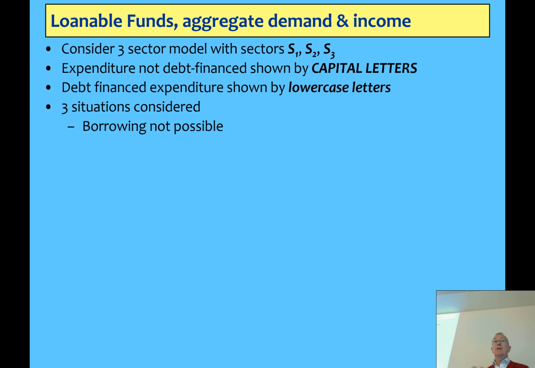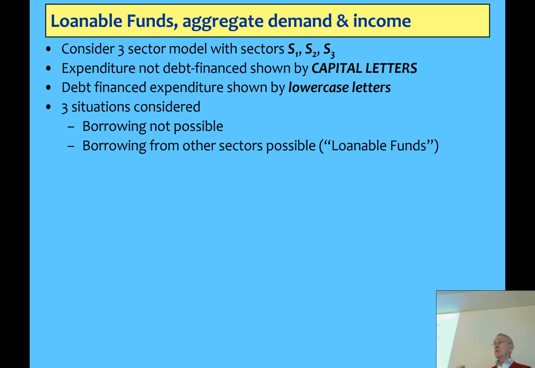Look at three situations. One where you can't borrow at all. Okay, so simply you spend what you have, there's no borrowing possible. The others are loanable funds, where you can borrow from other sectors, and the final one where you borrow from the banks, endogenous money.